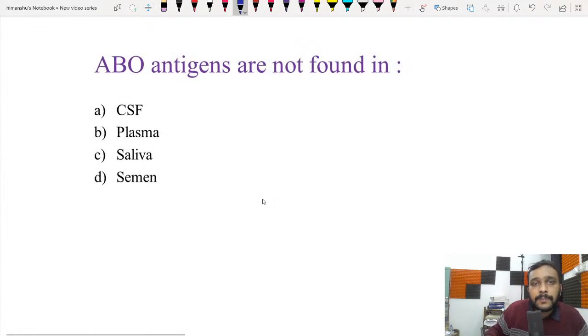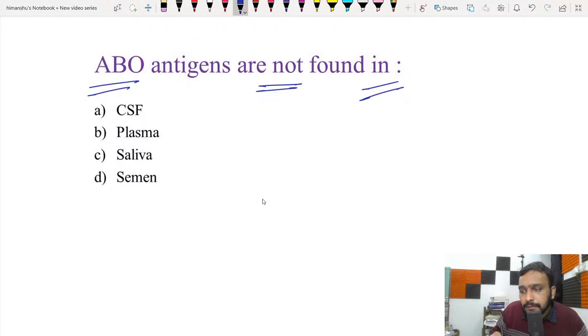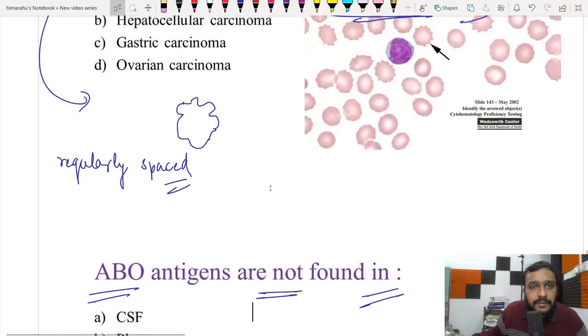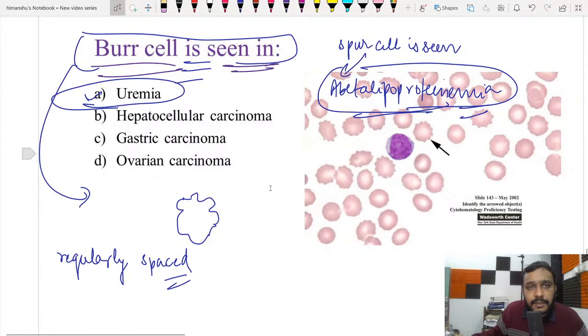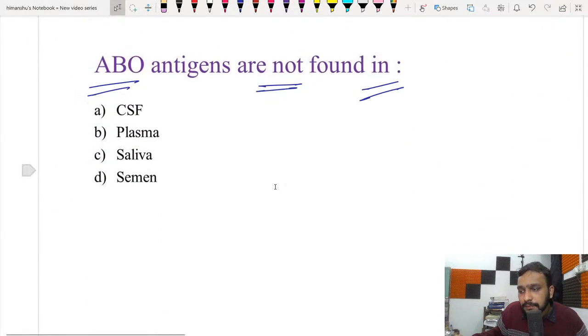ABO antigens are not found in... let's see who can answer this.